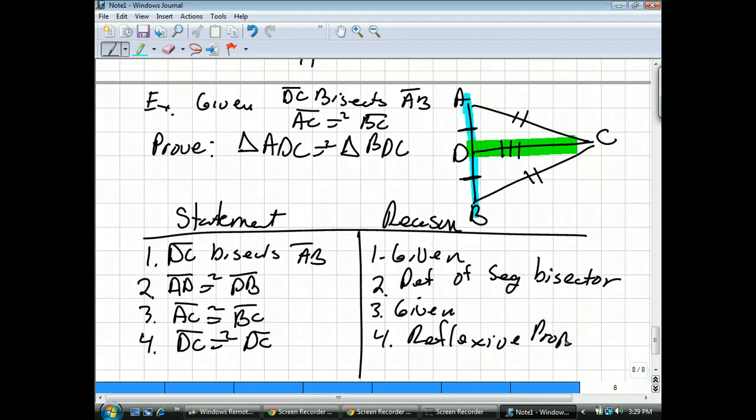Okay, and then we know that corresponding sides of the two triangles are congruent. So then we can say that triangle ADC is congruent to triangle BDC by the side, side, side postulate.